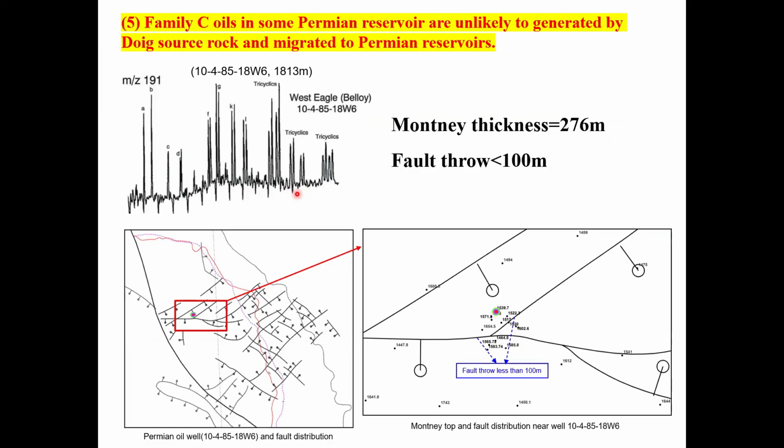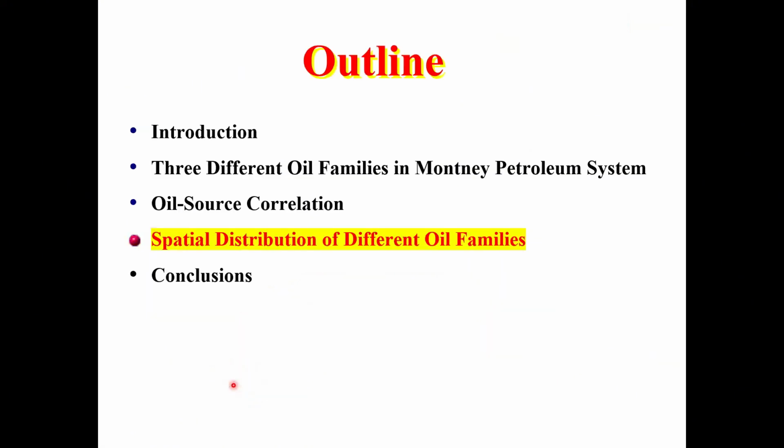Some family C oils have even been discovered in Permian-aged reservoirs. Given the thickness of the Montney Formation and the relatively small fault displacements in these areas, it is unlikely that these oils originated from the overlying Doig Formation and migrated downward. Moreover, lateral migration from the deep basin is improbable, as source rocks in that region are thermally mature and primarily generate gas, not oil. Let's now explore the spatial distribution of the three oil families.